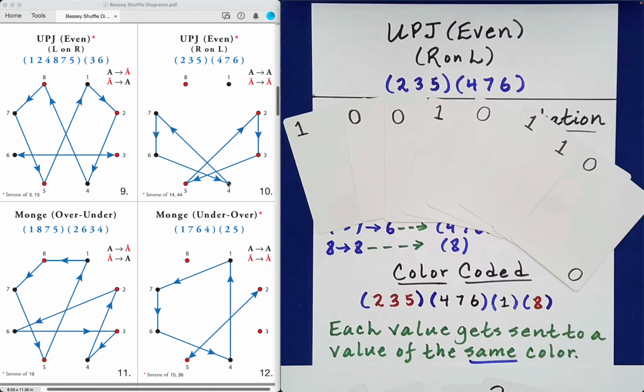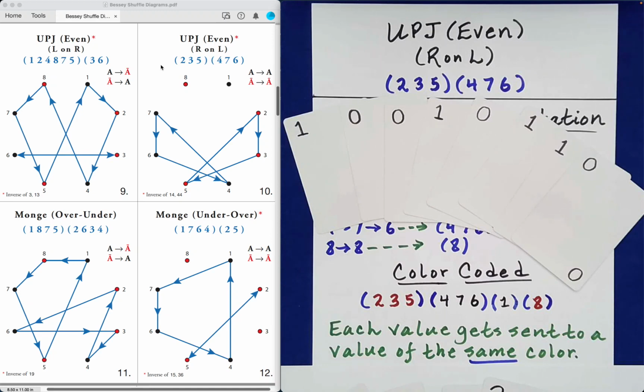And then if we go to 4, we see that it's sent to 7, 7 is sent to 6, and then 6 is sent to 4, completing that 3 cycle. And that's also an orbit. Those values are just moving around among themselves according to the direction of the arrows in the diagram. And notice this time we're looking at a shuffle that has order 3.